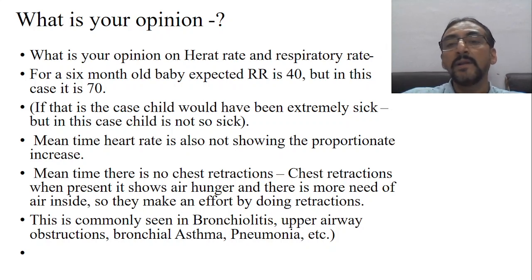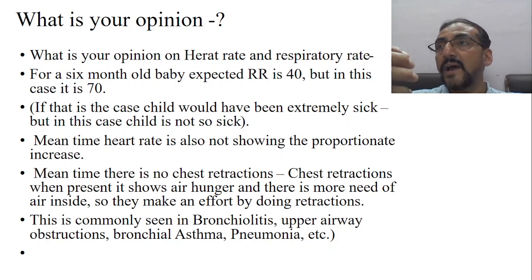This is very important. Chest retractions, when present, show that there is air hunger and more need of air inside. So they make an effort and as a result there is a retraction. Oxygenation is low and less air is going inside, so in this effort the lungs try to suck more and more air. For that it has to create more and more negative pressure, and in the process chest retractions form. But in this case, although the respiratory rate is 70, there is no chest retraction.